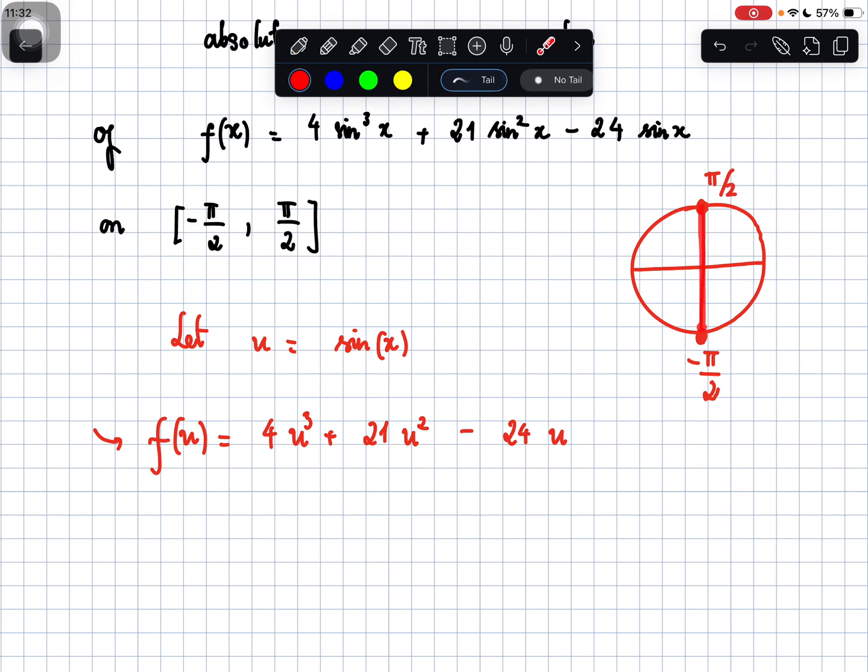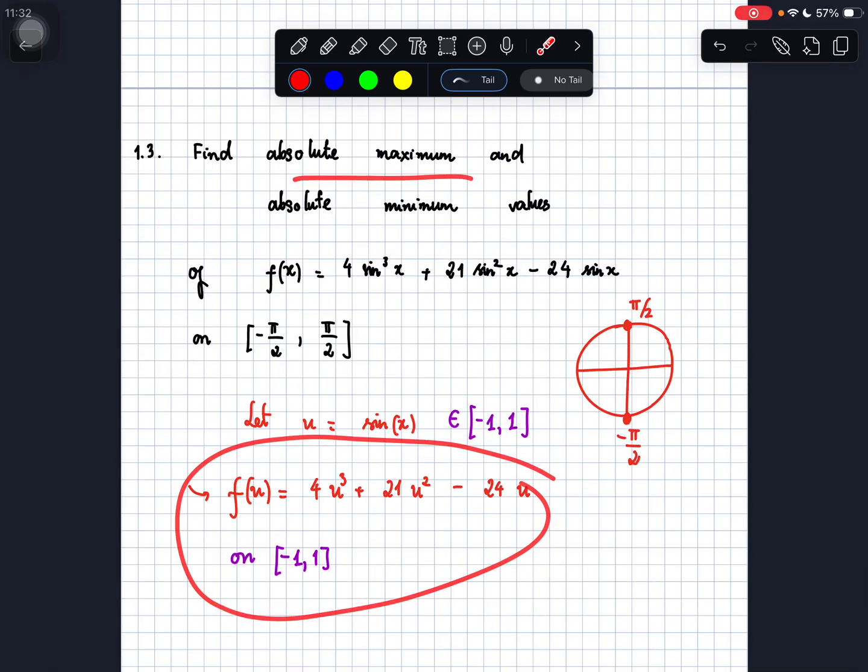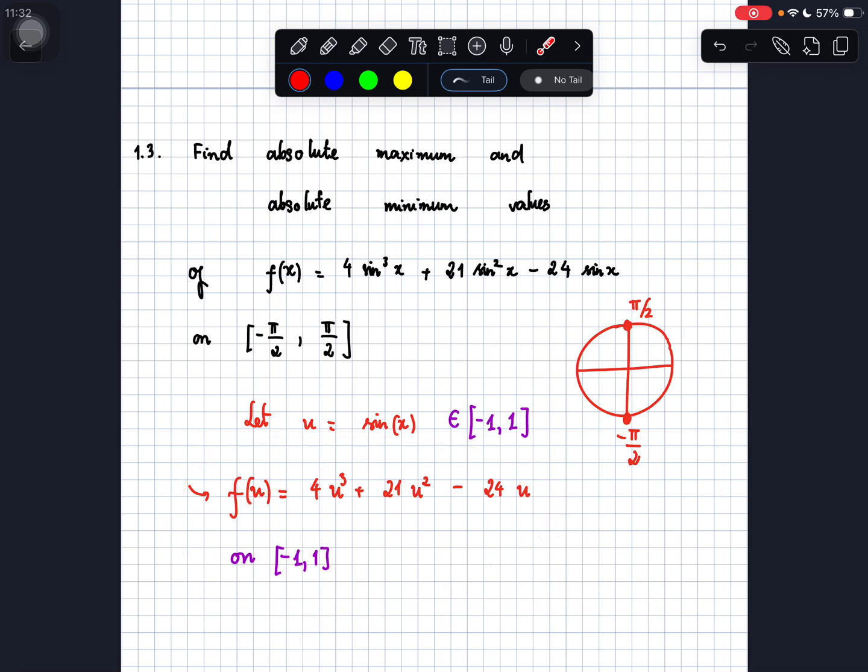Sine of x, the sine axis is this axis. So u between minus 1 and 1. Now you have a nice function. So this function is continuous on a closed interval. It is way easier to find the absolute max and min here rather than with the original function.